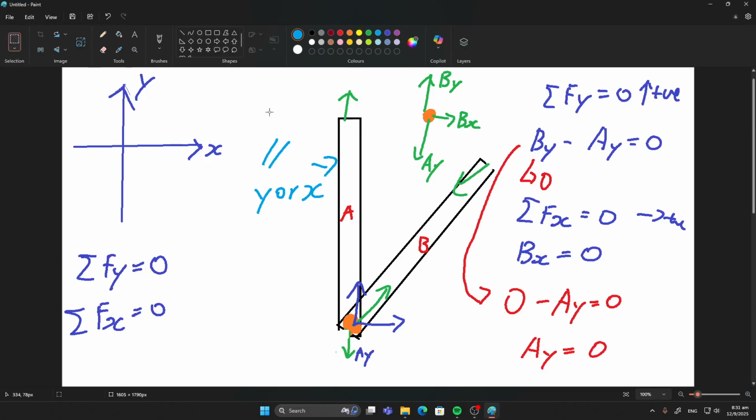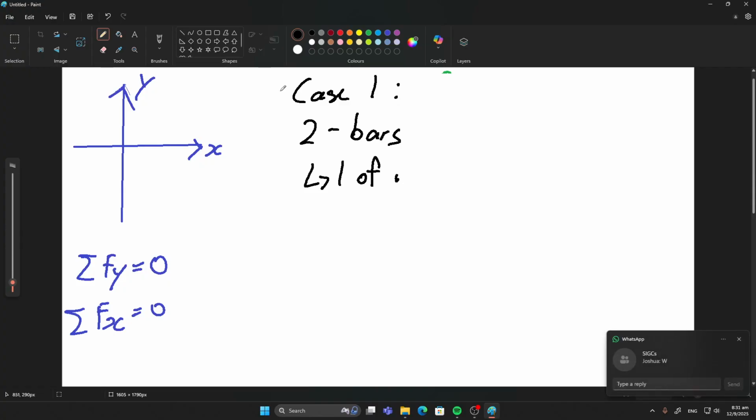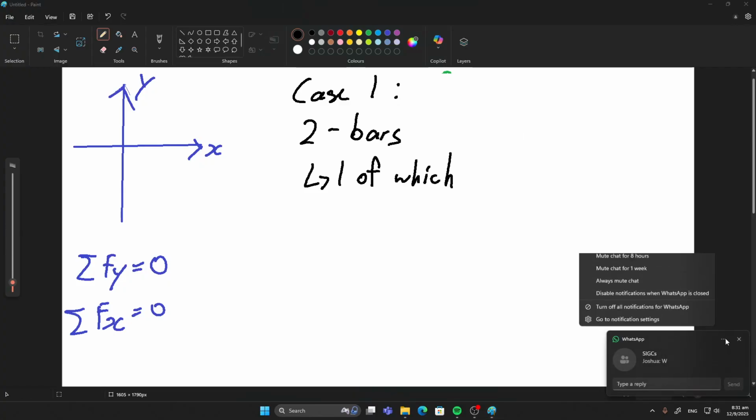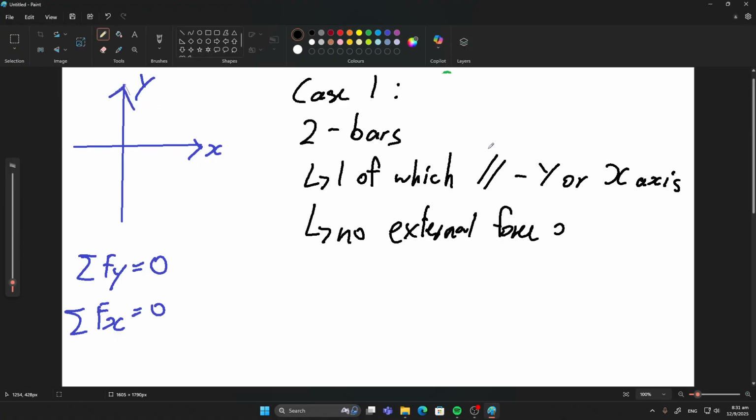Okay, so just to clean it up, or just to make it very clear and concise for you guys, for case 1, I should only have 2 bars, one of which is parallel to either the y or x axis, and no external force on the joint.